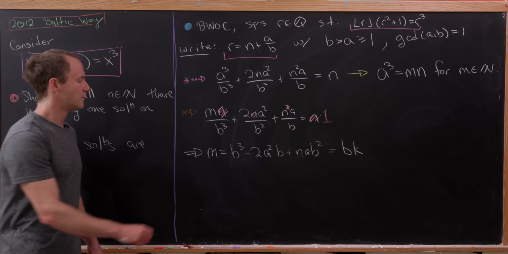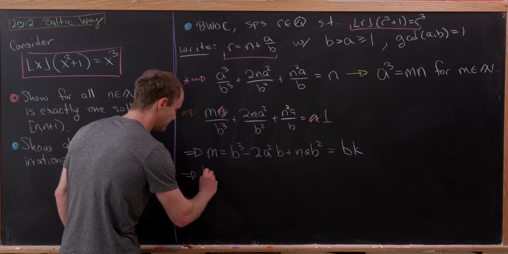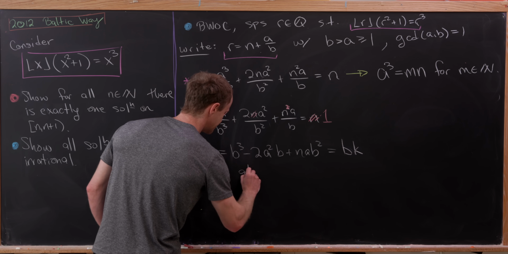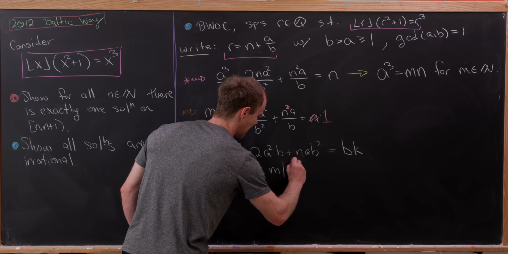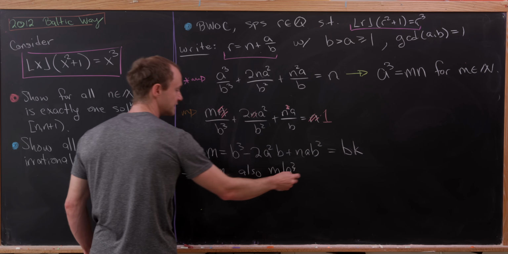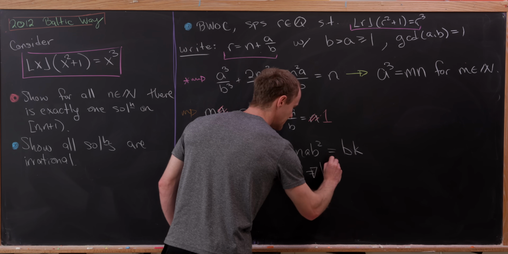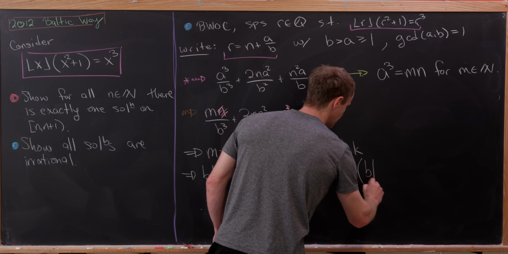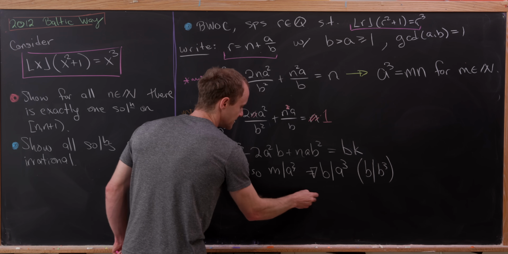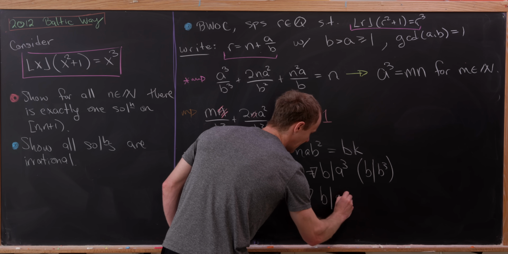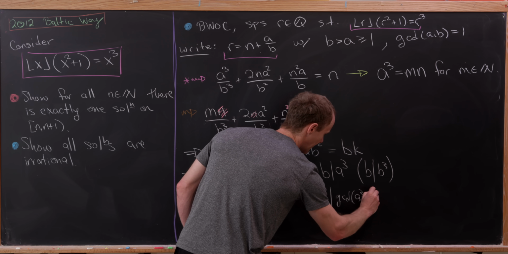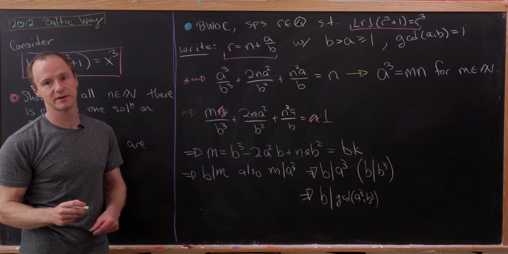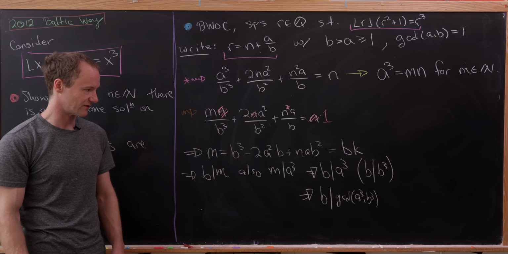Okay, great. But now let's observe that that tells us that B divides m. But then up here, we see that also m divides A cubed. So putting these two things together, we see that B divides A cubed. But then also fairly clearly, B divides B cubed. So what that tells us is that B divides the GCD of A cubed and B cubed. So if it divides both of them, it's a common divisor. But if it's a common divisor, it divides the greatest common divisor.